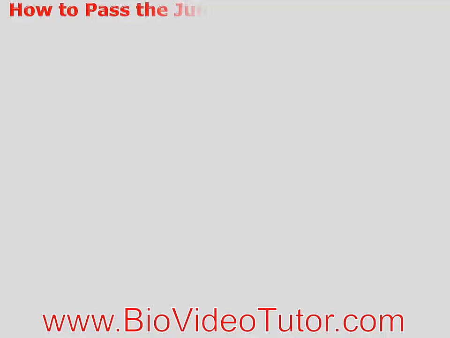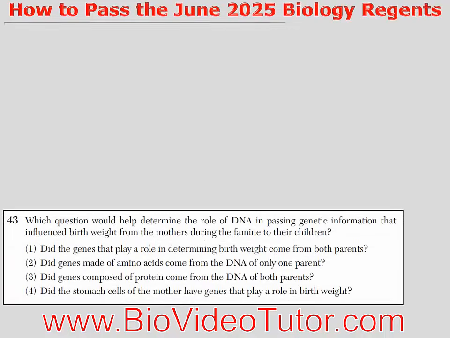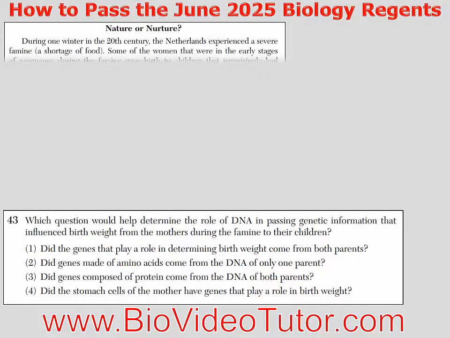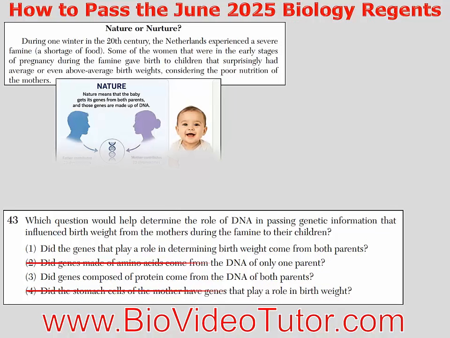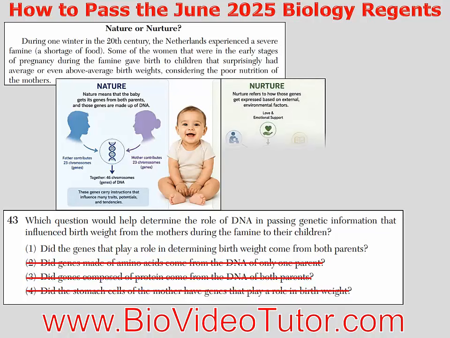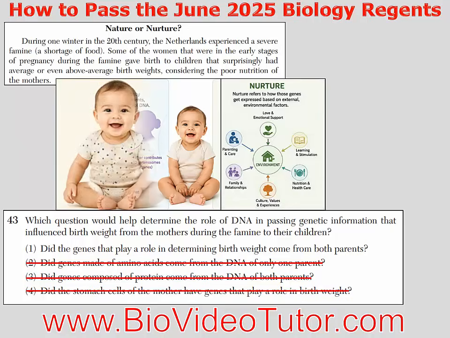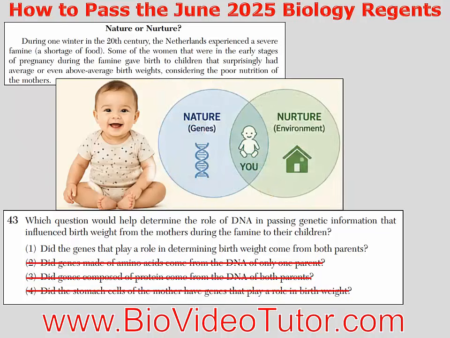How to pass the June 2025 Biology Regents question number 43. When it comes to nature versus nurture for a developing baby, nature means that the baby gets its genes from both parents, and those genes are made up of DNA, not proteins. Nurture refers to how those genes get expressed based on external environmental factors. Ultimately, the baby ends up being a combination of its genetic info and the environment it is raised in.